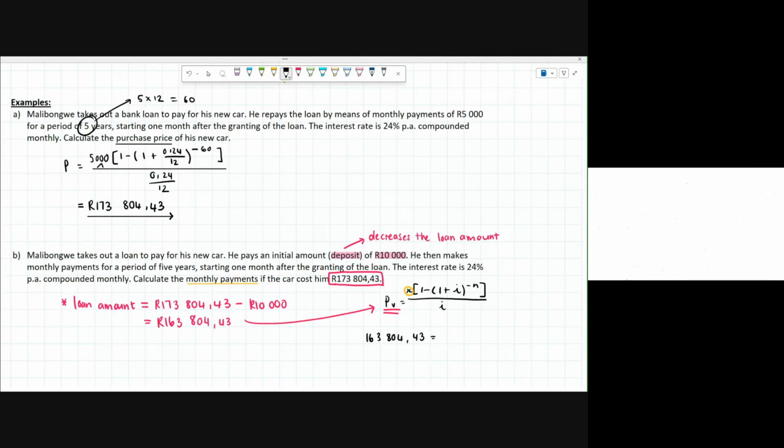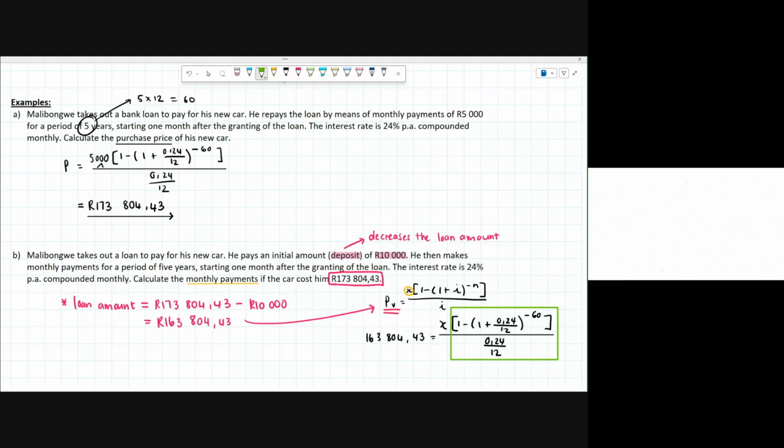And this allows me to solve for x. The interest has stayed the same, but now I write it as 24% compounded monthly. It is still for our 5-year period, so it's to the power negative 60, all over 0.24 over 12. Now, like I explained to you on Monday, if you recognize that all you need to do is divide the 163,804 Rand 43 cents by that value, go for it.